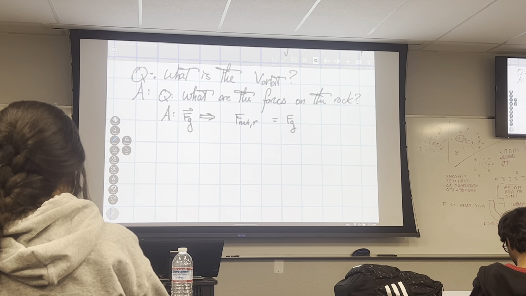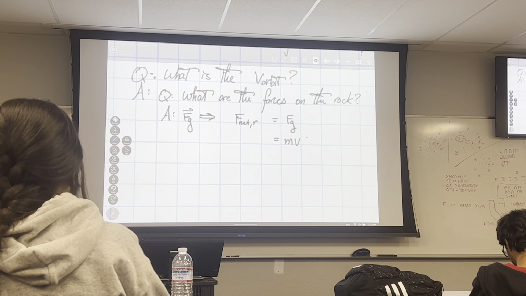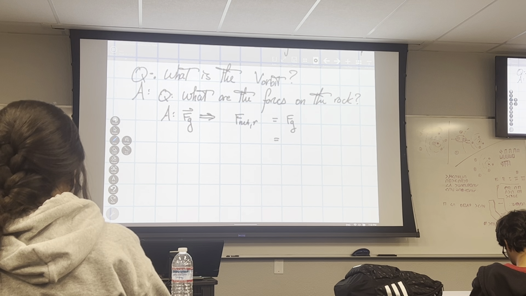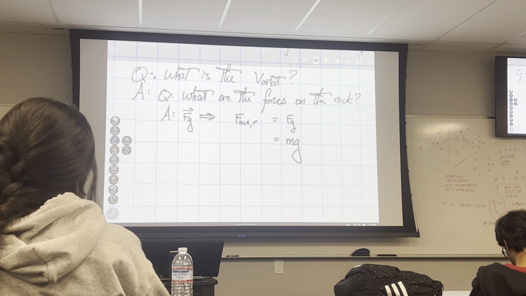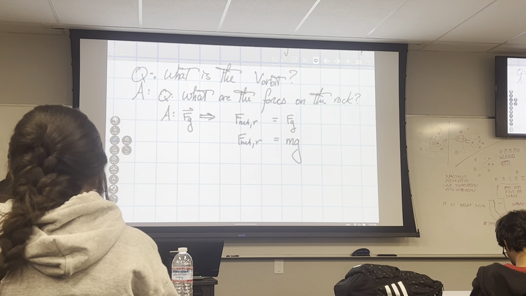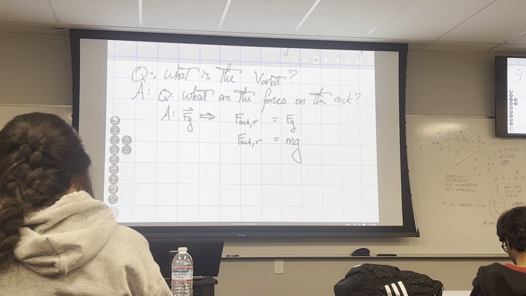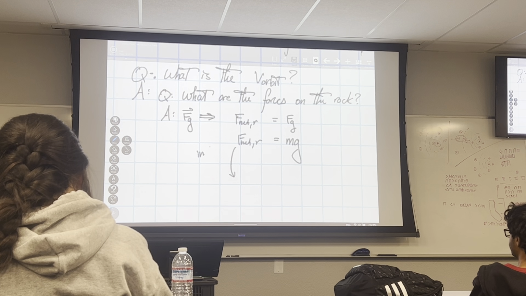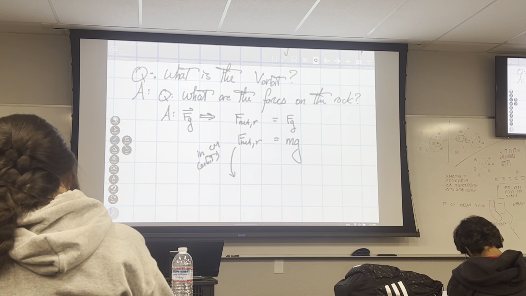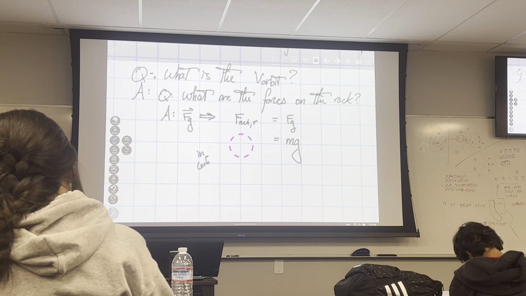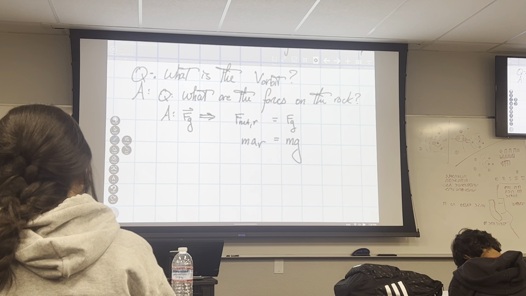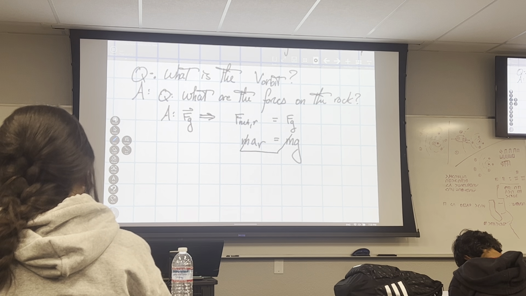Newton's second law tells us that this is also equal to mv squared, which is equal to mg. But in circular motion, or orbit, Newton's second law tells us that this is mass times acceleration in the radial direction. And you can see that the different masses cancel out.